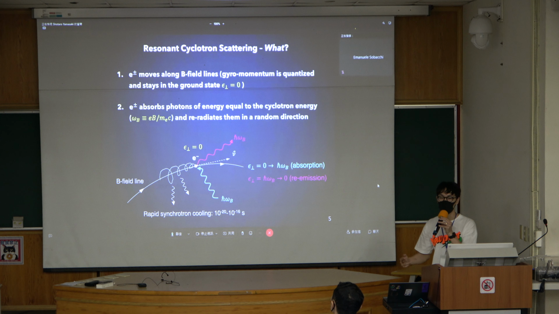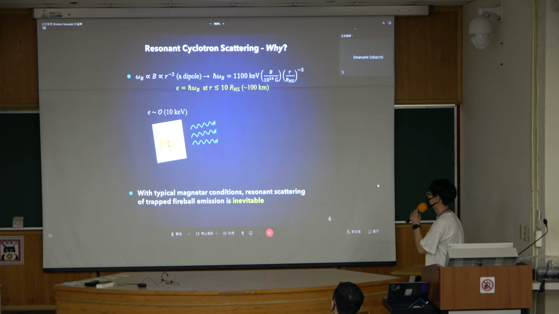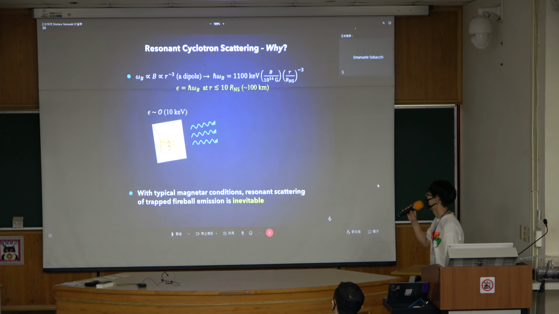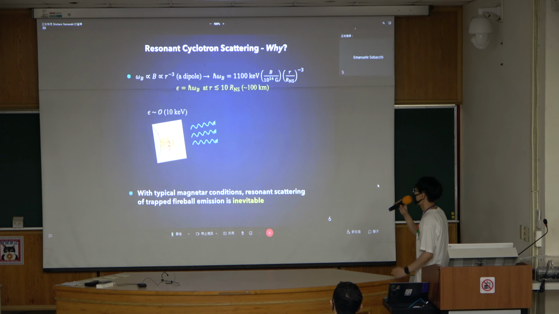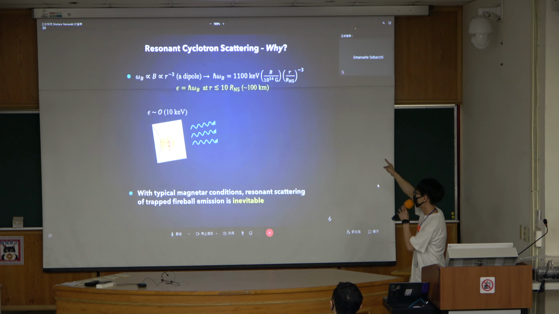So this kind of procedure is important inside the magnetosphere. Why? Well, this is very simple, because inside the magnetosphere, the magnetic field is typically a dipole, so B is proportional to R to the minus 3, and this is a typical scaling. So the cyclotron energy is about 1 MeV at the neutron star surface. However, if you go farther from the neutron star, at about 10 neutron star radii, 100 km, this energy becomes equal to the emission coming from the fireball surface, which is about 10 keV. So this is a simple scaling relation.